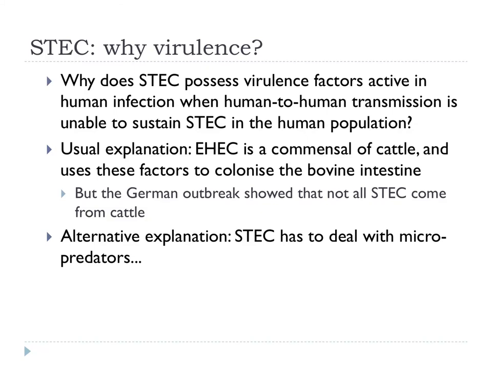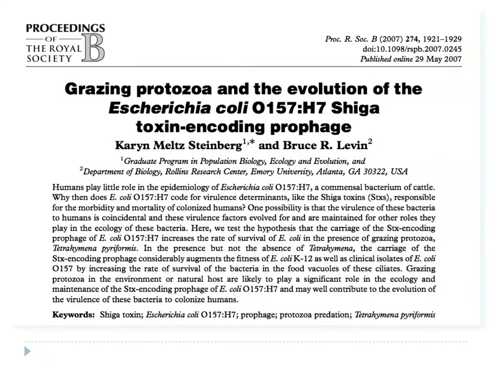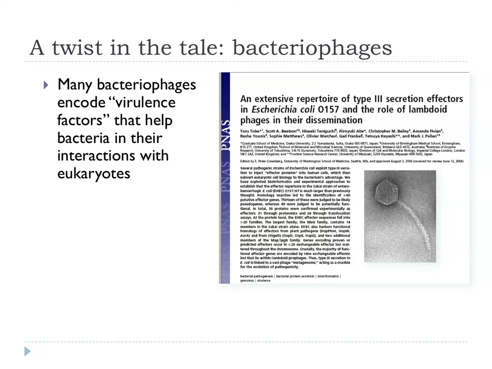Another explanation, though, is that maybe it's not dealing with the cow gut itself. It's dealing with micropredators in the cow gut. In the intestine of the cow, there are all these bacteria, but there are also predatory protozoa. An interesting paper that came out a few years ago looked at grazing or predatory protozoa, and showed that the Shiga toxin encoding prophage, which carries the gene for Shiga toxin in E. coli O157:H7, provided a selective advantage to bacteria when they were being preyed on by these predatory protozoa. So that provides an angle on this.